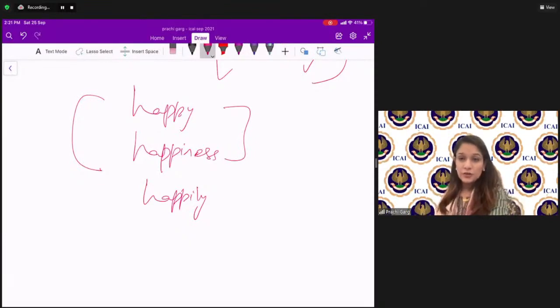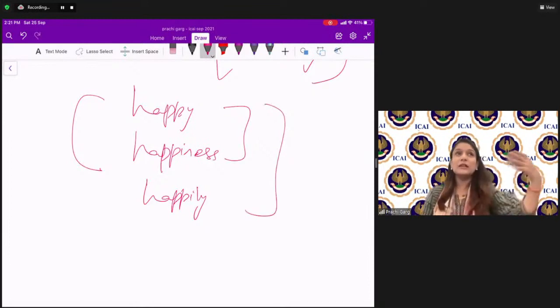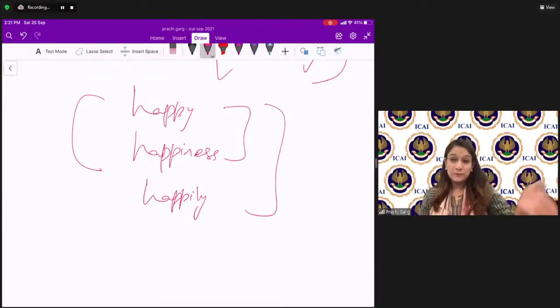Now these are different words. The use of all these words, of course, they're related to something being happy, or you're feeling happy. But the usage will be separate, completely different. I want you to experience that. Quickly make sentences using these different words that come from happy.